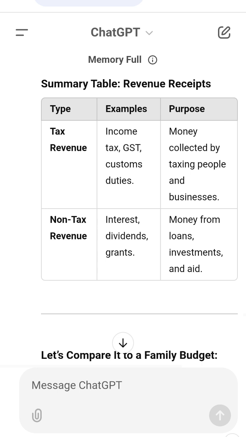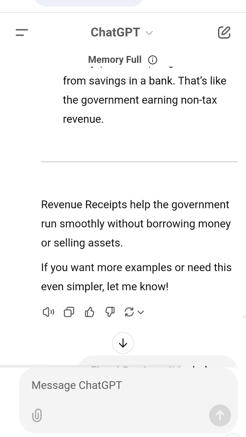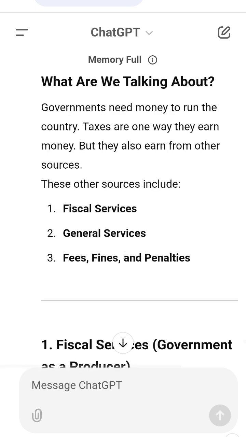2. Fines. If someone breaks a law, they have to pay a fine. Example, not wearing a helmet or speeding results in a traffic fine. 3. Penalties. Penalties are charged for delays or violations. Example, late payment of taxes or bills results in a penalty.